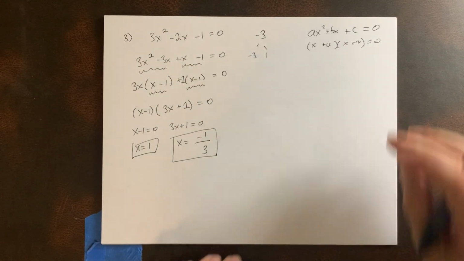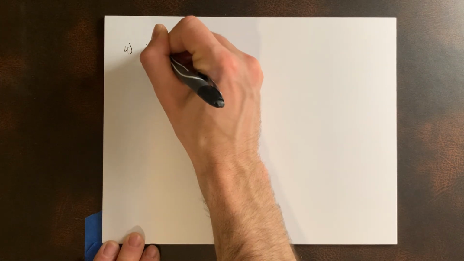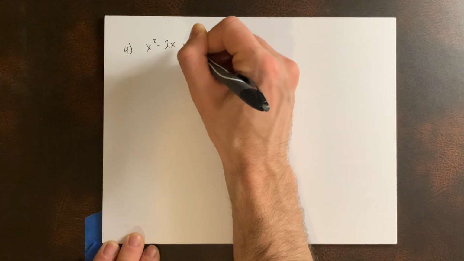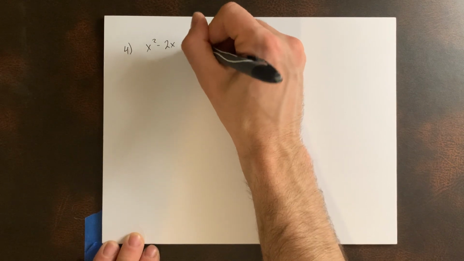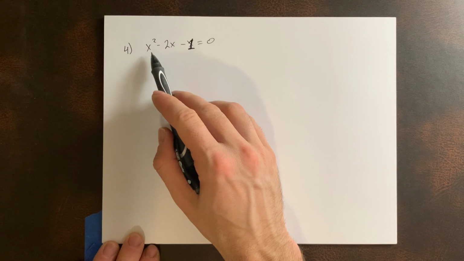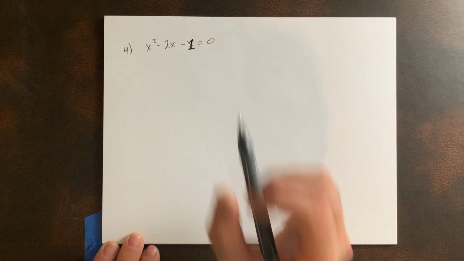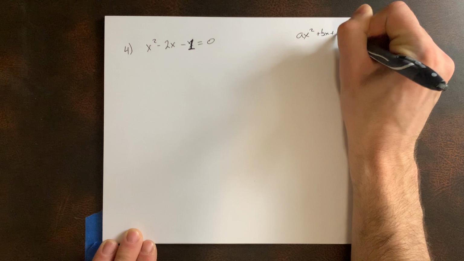So in this next example, it'll look similar. So the one we want to solve is x squared minus 2x minus x is equal to 0. Sorry, this needs to be a 1. Okay, so x squared minus 2x minus 1 is equal to 0. So again, this is of the form ax squared plus bx plus c is equal to 0.